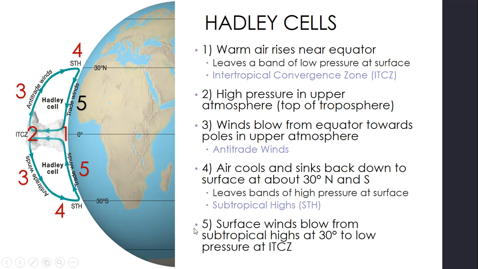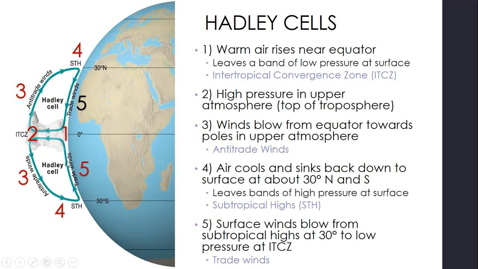So we have an area of low pressure here, an area of high pressure here, an area of high pressure here. And finally, 5, that surface wind is going to blow this way, and these are called the trade winds. These are pretty consistent winds. Hawaii gets affected by the trade winds, but these are surface winds that blow from these subtropical highs back to that low pressure ITCZ. And again, those are called the trade winds.